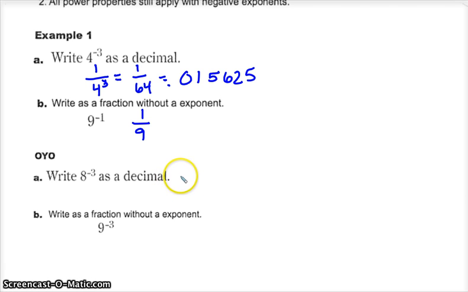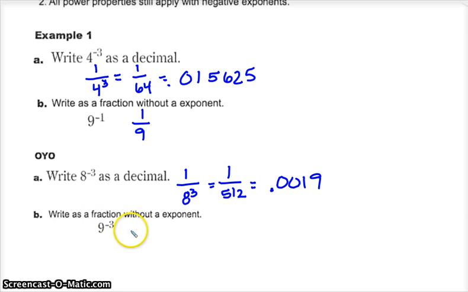To write 8 to the negative third as a decimal, I should first write it as a fraction: 1 over 8 to the third, which equals 1 over 512, which is equal to 0.0019, approximately. Now, as a fraction, 9 to the negative third is 1 over 9 to the third, or 1 over 729. Again, just practicing the basics of flipping the position of the power when I have a negative exponent.